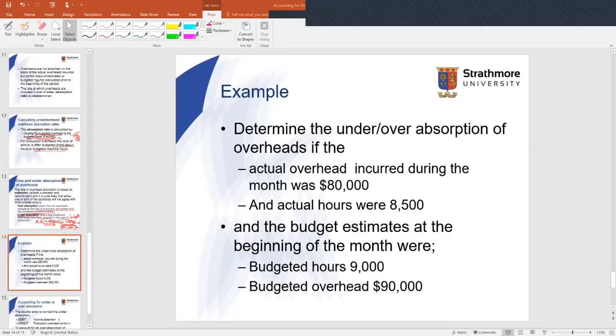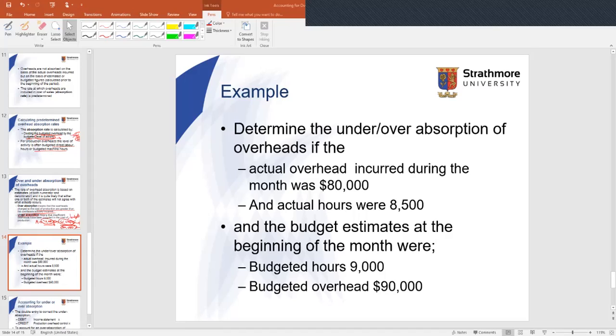So in this example, you may determine whether there was either an overabsorption or an underabsorption. The actual overhead incurred during the month was 80,000, and the actual hours were 8,500. The budgeted estimates at the beginning of the month were 90,000 and 9,000 hours. Not sure whether you have done the calculation, but anyway, let's do it together.